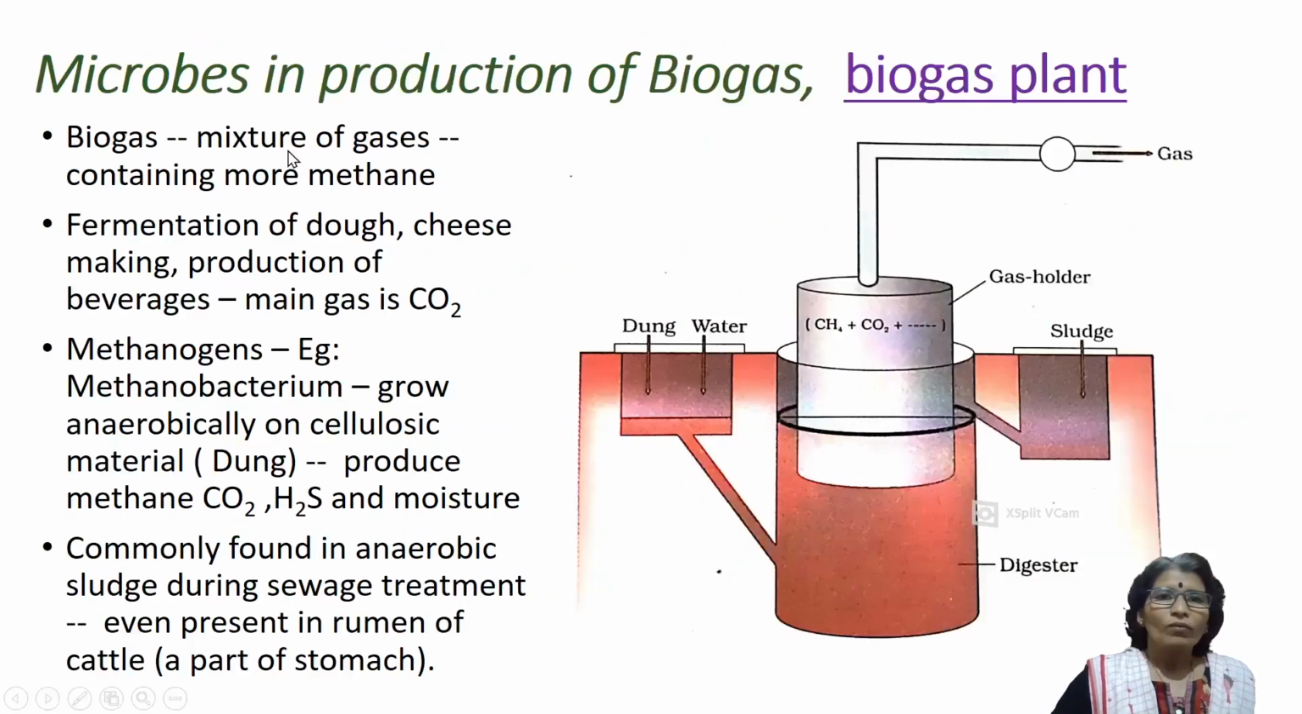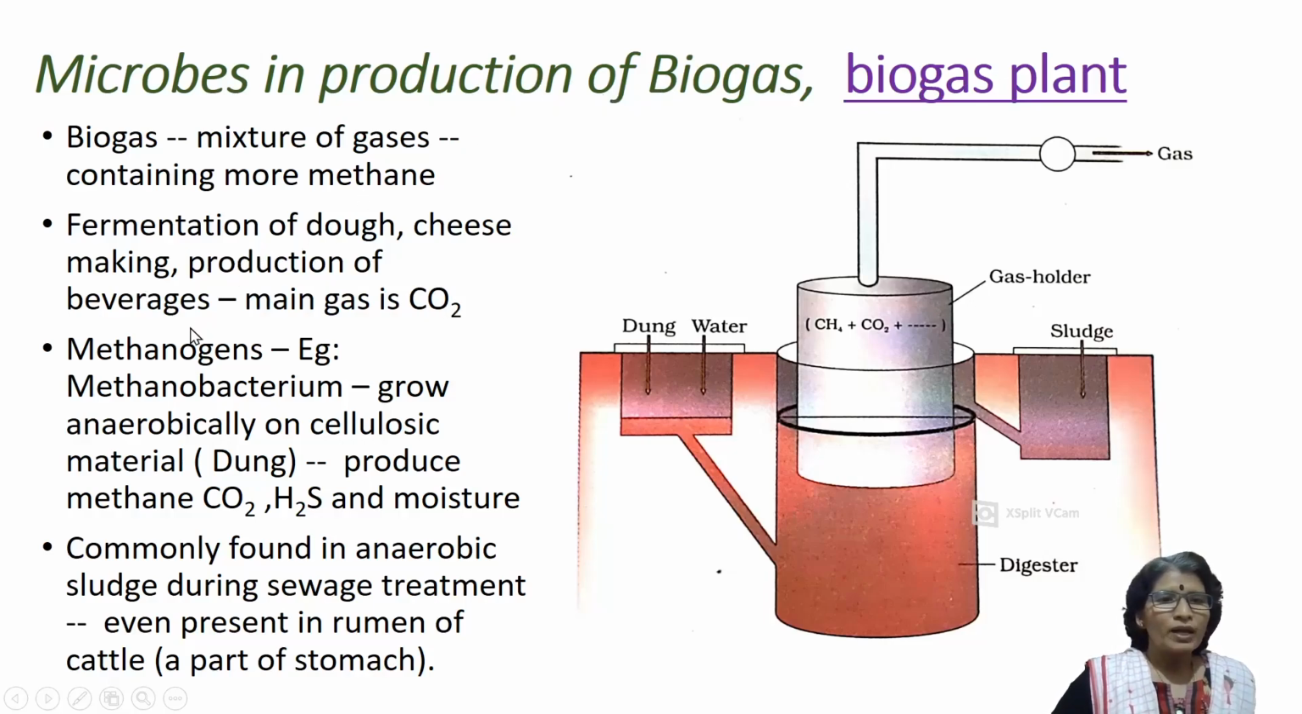And this is the production of biogas. In the production of biogas, we will discuss the structure of the biogas plant and what types of microorganisms are used. Biogas is a mixture of gases. Mainly methane is present; the main gases are methane, carbon dioxide, H2S, and also moisture. We have already learned about the fermentation process. In the fermentation of dough, cheese making and production of beverages, the main gas is CO2. But in biogas, the main gas is methane.